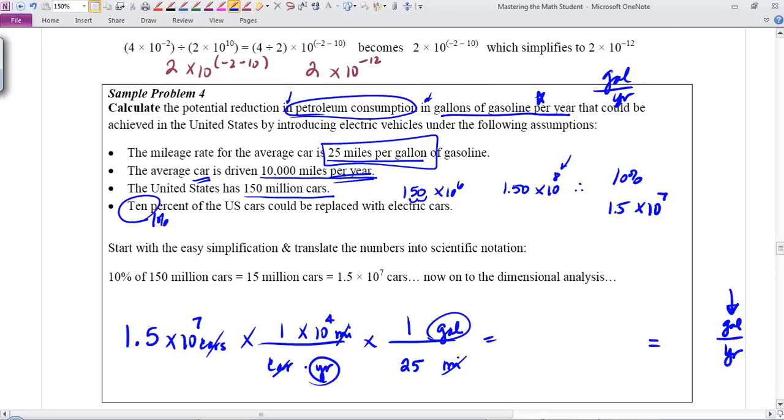Alright, so what does this equal? Well, 1.5 times 1 times 1 is 1.5. But 10 to the 7th times 10 to the 4th is 10 to the 11th. And that's going to be gallons. And that's going to be divided by 25. Plain and simple.